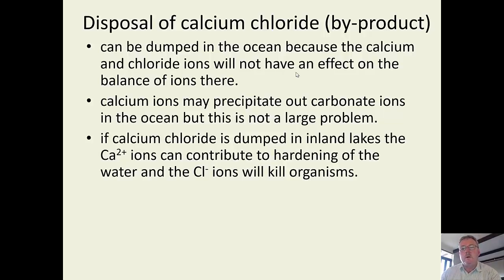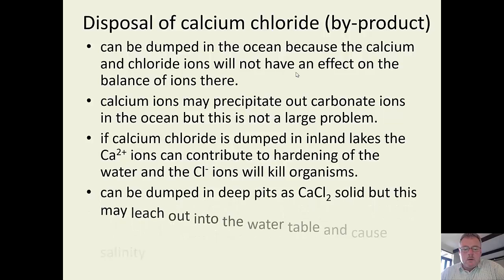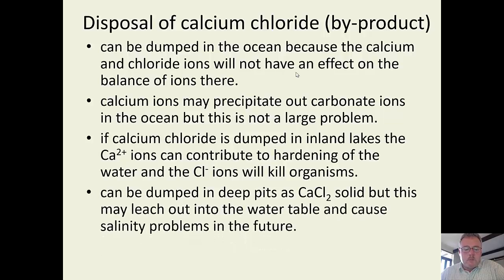You've got the chlorine ions, and they can kill organisms in the water, and that can affect the whole food chain, and as we see, lead to things like eutrophication as those organisms are broken down. But bacteria can be affected too.